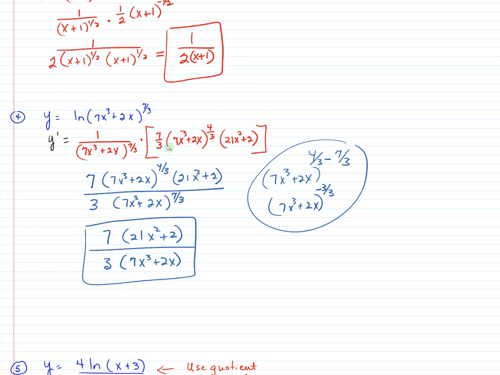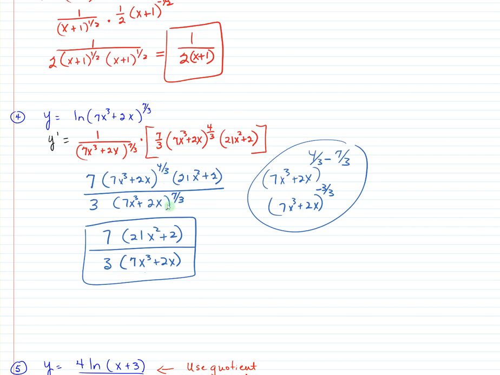All right, so we've got 7 on top, this is on top, this is on top. The 3, this 7/3, 7 on top, 3 is on the bottom, and this to the 7/3 is on the bottom.